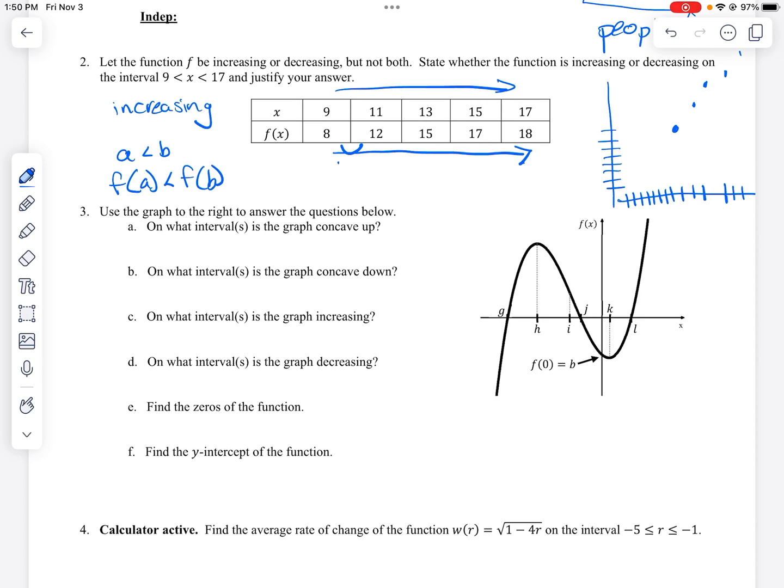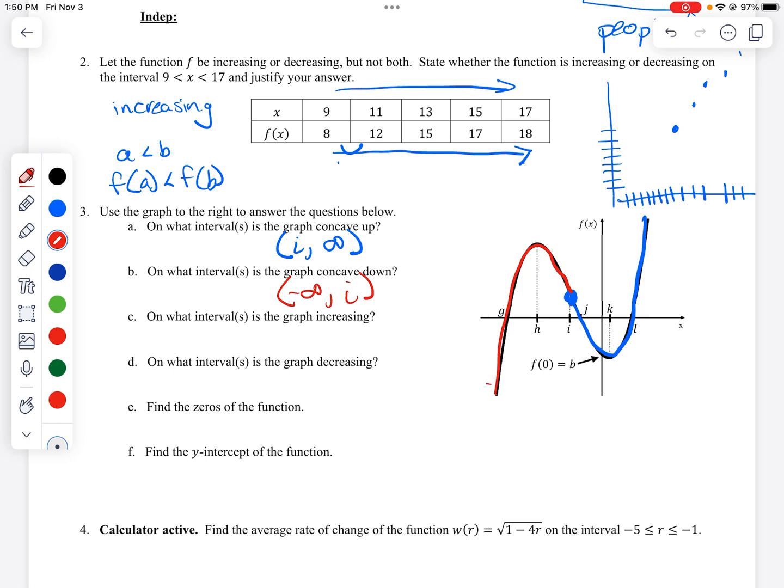So on what intervals is it concave up? Concave up, where is it smiling? Well, it starts smiling here and then goes up, so I would say from I to infinity. Where is it concave down? Concave down would be our reverse here. Where is it frowning in red? So negative infinity to I.